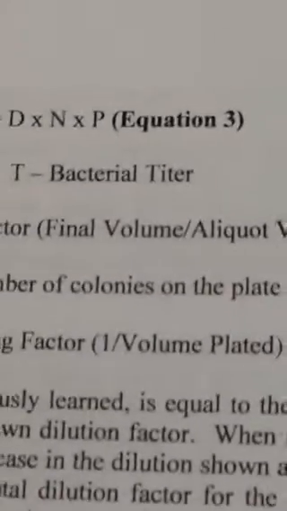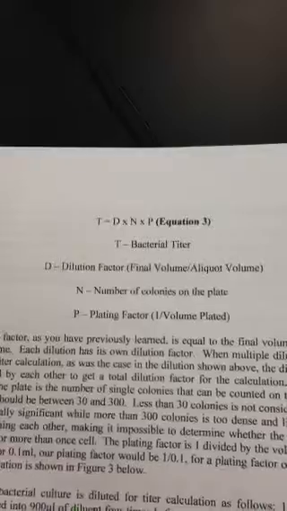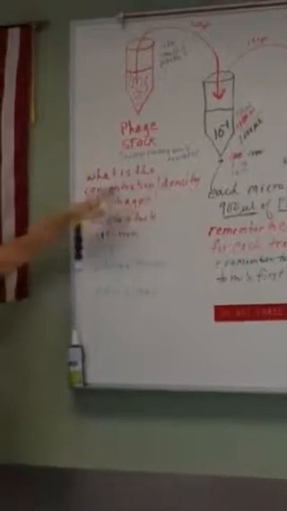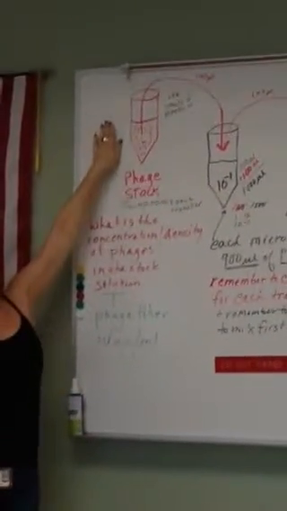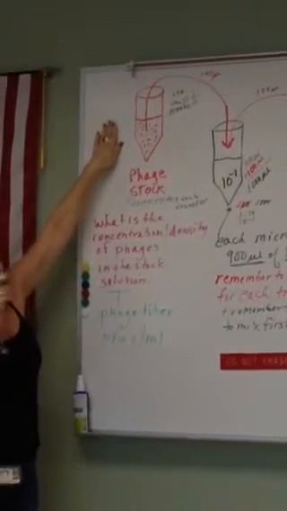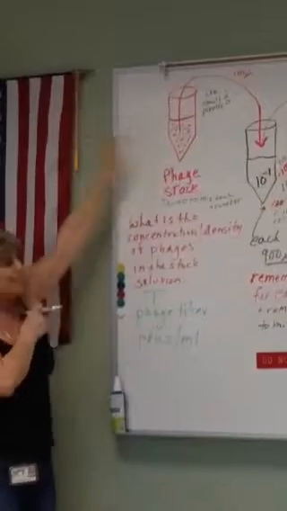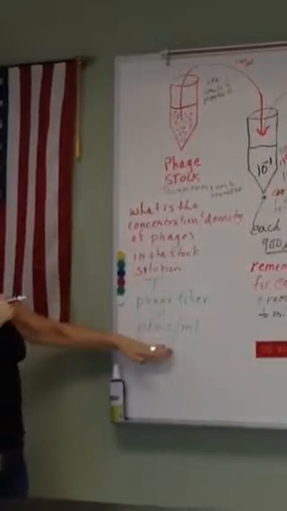T is your phage titer. Your phage titer is this. We want to answer this question. What is the concentration, or density might be a better word. I think the word density is on your test. What is the density of phages in the original stock solution? That's what I'm doing. I'm trying to answer that question. That's why I went through all this. And that would be my titer.